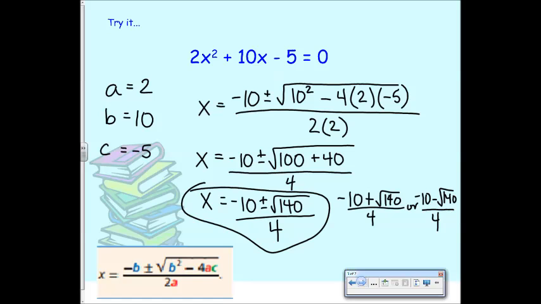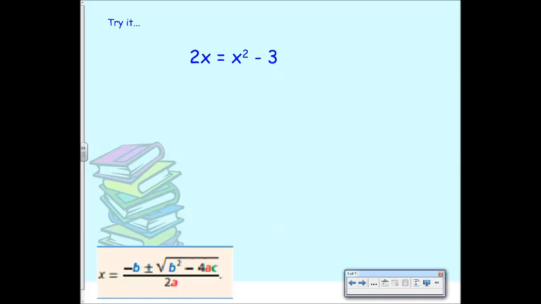Okay, so what about here? Let's try one more all together. What about here? A is not 2. A is 1. How come? Because x squared doesn't have anything in front of it, so you're still getting 1. Good.